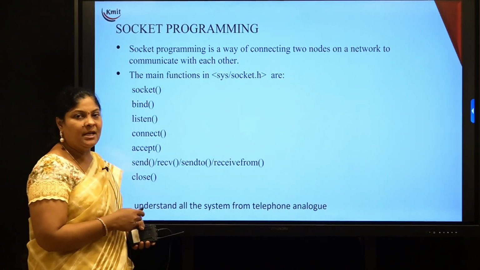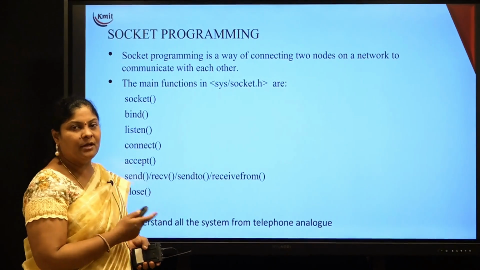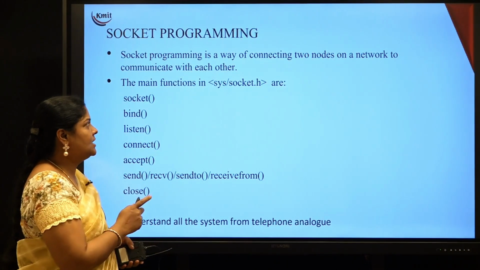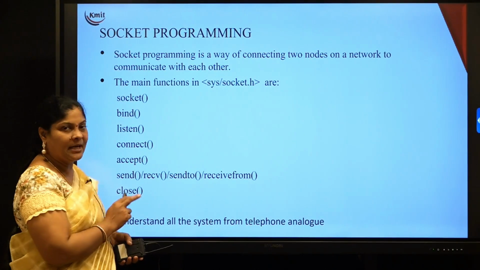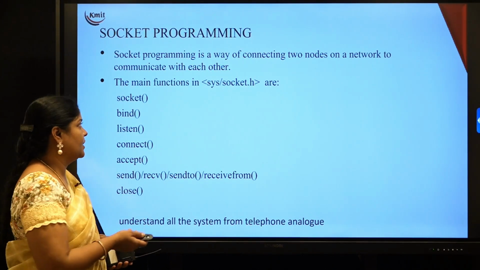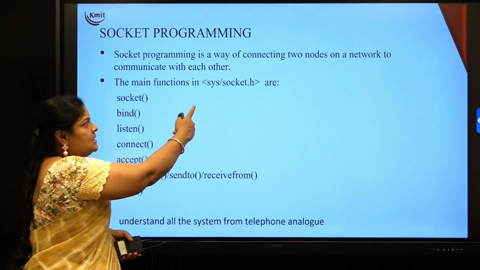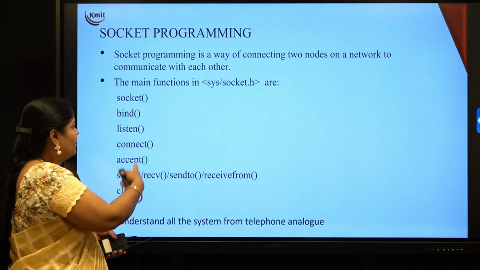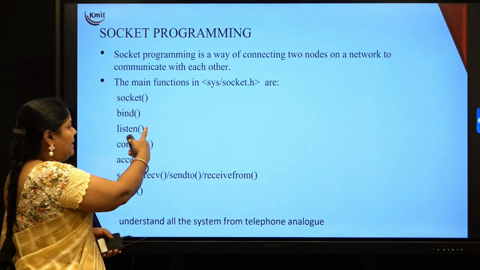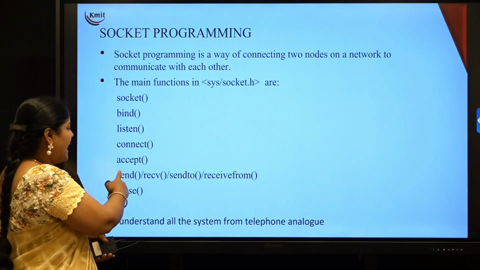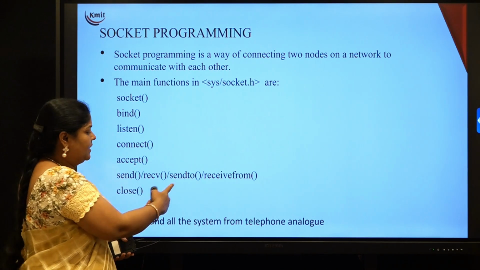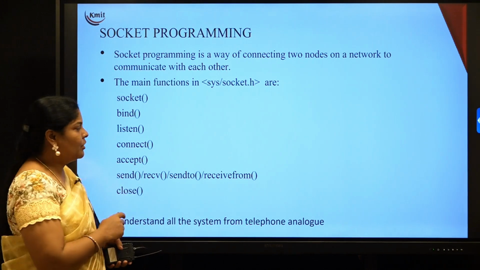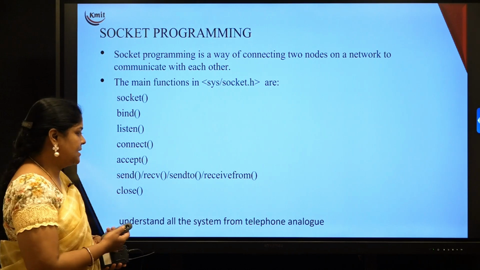Socket programming is a way of connecting two different nodes on a network to communicate with each other. For doing this we have two different types of programming: you can use TCP or UDP. The main functions in the sys/socket.h library are the functions that we are going to use: socket, bind, listen, connect, accept, send or receive, sendto, receive from, and then close. These are some of the main functions that you are going to use in socket programming.